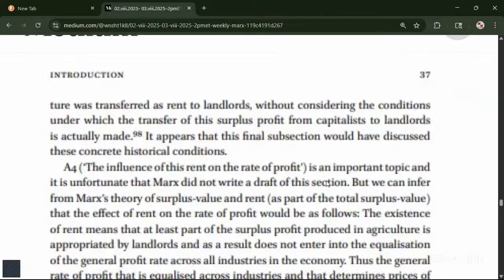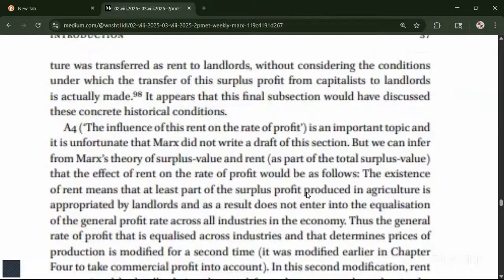Heading A4, the influence of this rent on the rate of profit, is an important topic, and it is unfortunate that Marx did not write a draft of this section. But we can infer from Marx's theory of surplus value and rent as part of the total surplus value that the effect of rent on the rate of profit would be as follows.